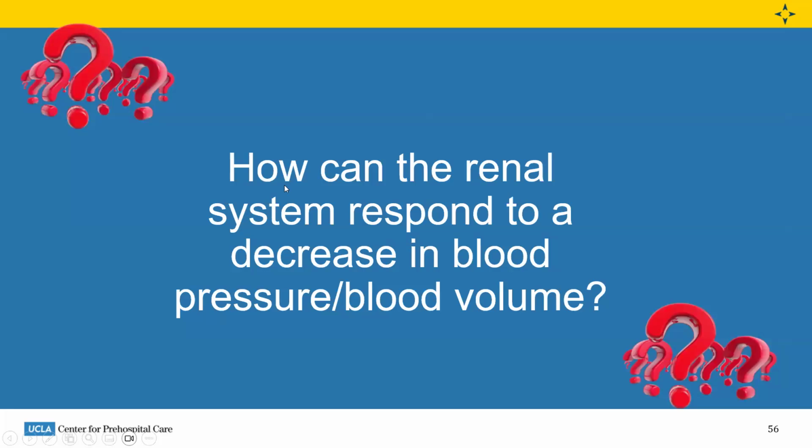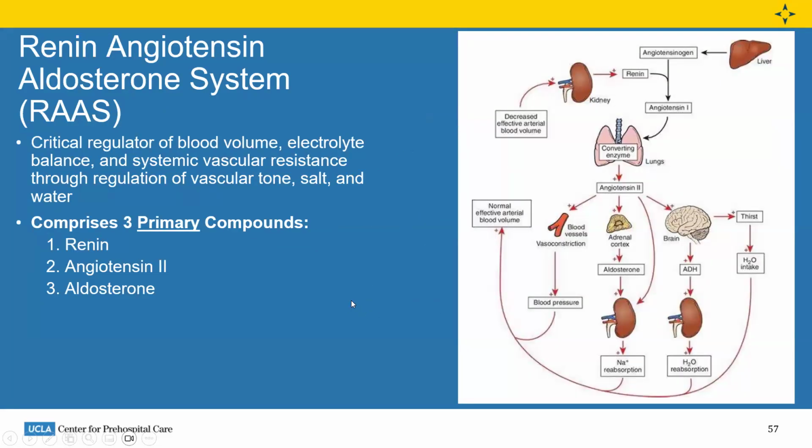Okay. So how does our renal system respond to a decrease in blood pressure or blood volume? Remember, our blood system is a closed system, so the amount of water we pull out from that system or reabsorb can really affect our overall blood volume, and our blood pressure as well. So essentially, we have this system called our renin-angiotensin-aldosterone system. It's a pretty complicated system, but we'll go through it step by step.